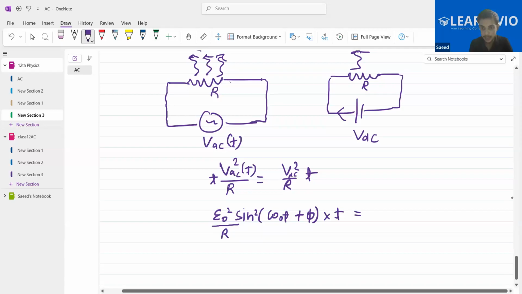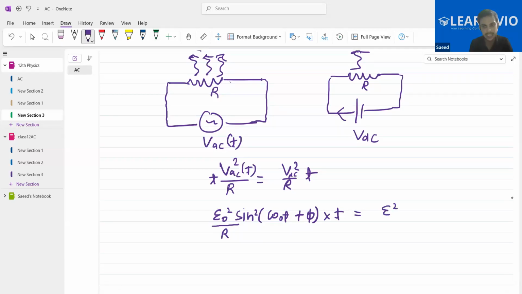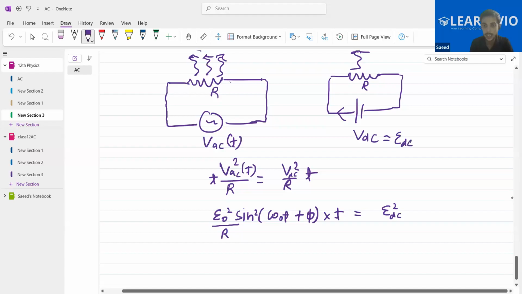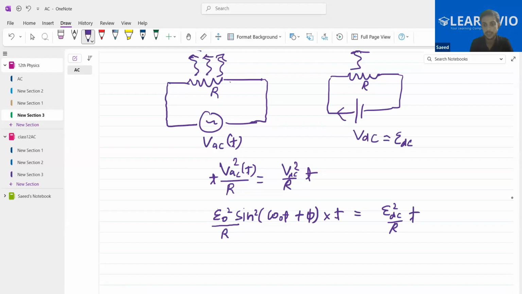And what is going to happen here is there will be a constant. So I'm taking the E only. Let's take it as E of DC, because I had written E naught here. That is why I'm writing E of DC. V of DC is equal to E of DC. E of DC square by R into T. Yes or no? Now do you remember what the average value of sine of omega naught T is?